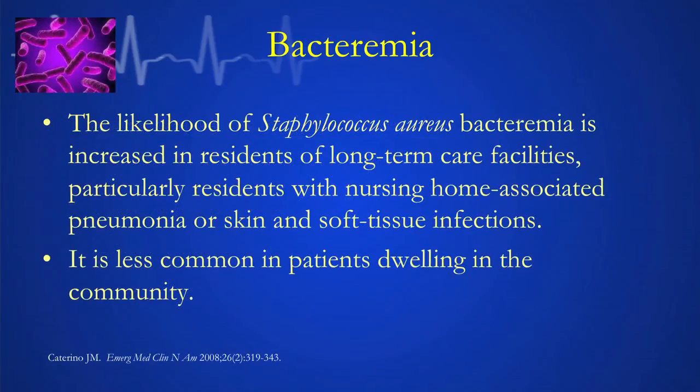All right, so let's talk about Staph aureus for a minute. The likelihood of Staph aureus bacteremia is increased in residents of long-term care facilities, particularly residents with nursing home-associated pneumonia or skin and soft tissue infections. It's less common in patients dwelling in the community. We're going to talk about this when we get to pneumonia specifically. It's important to differentiate community-acquired versus healthcare-associated, so we're sort of setting the stage.